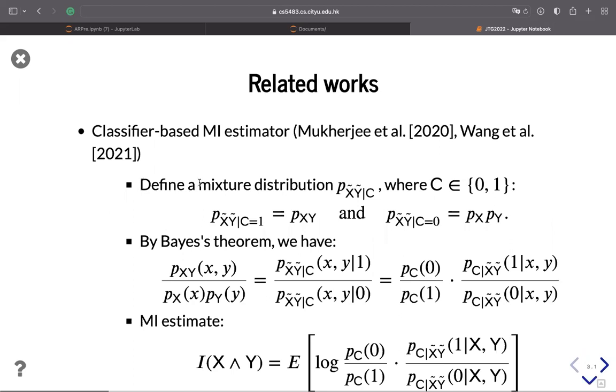One type of estimator is called the classifier-based mutual information estimator. We can define a mixed distribution P tilde of x tilde, y tilde given C, where C is a discrete random variable, and by Bayes' theorem, we can estimate the density ratio by this posterior distribution P of C equals 1 given x, y. And then we can have this MI estimate.